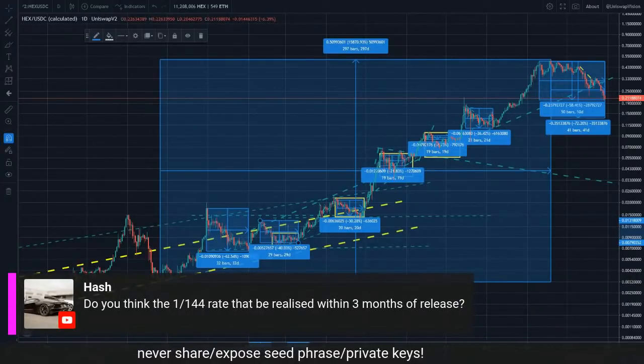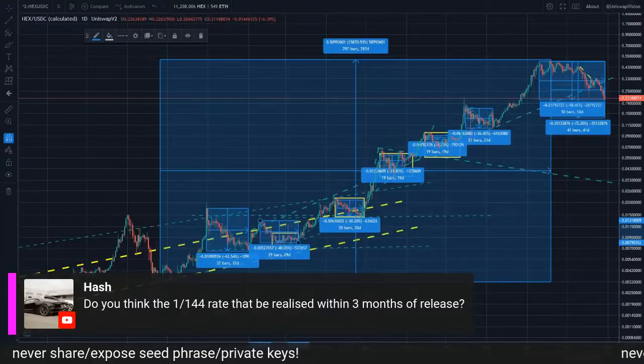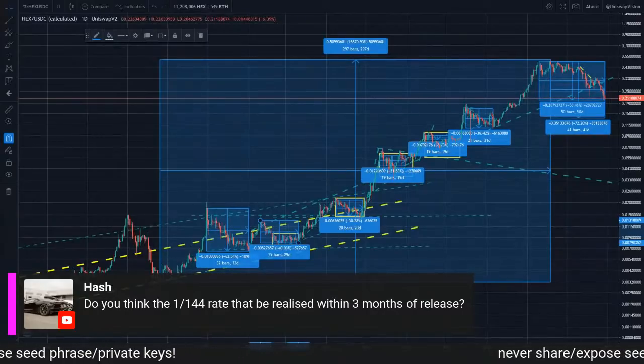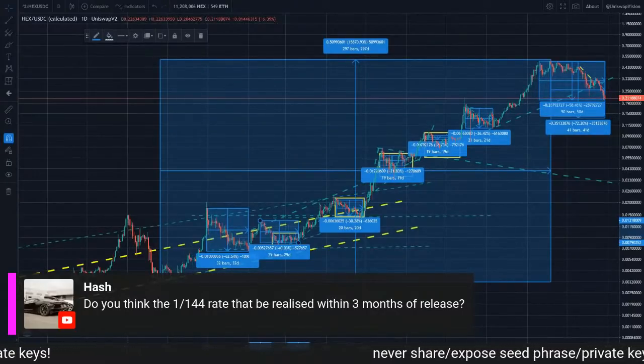I don't know. It's hard to say because we're gonna have a lot of people involved that aren't hexagons, that don't have diamond hands and are ready to sell at a moment's notice. So it's hard to say.